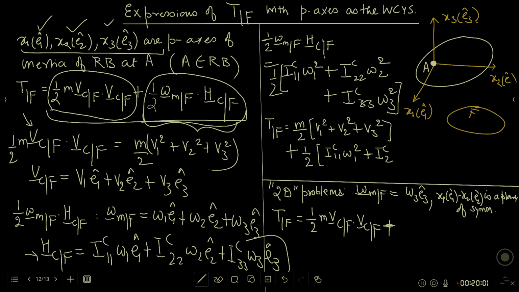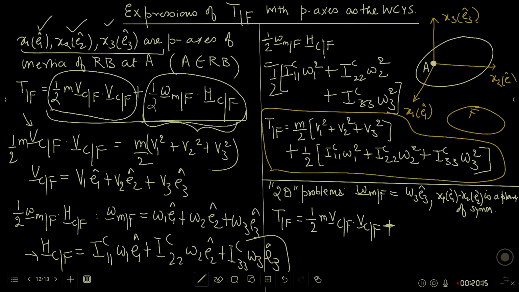Still it has many terms, but the terms could have been many more if I had not made this choice of special coordinate system. Special because the axes are the principal coordinate system. And now that we have derived this expression, let's also talk about the 2D problems. 2D problems are the ones in which omega MF is always along E3, and x1, E1 and x2, E2 is a plane of symmetry, right? Now there will be more simplifications. What will be the simplifications?